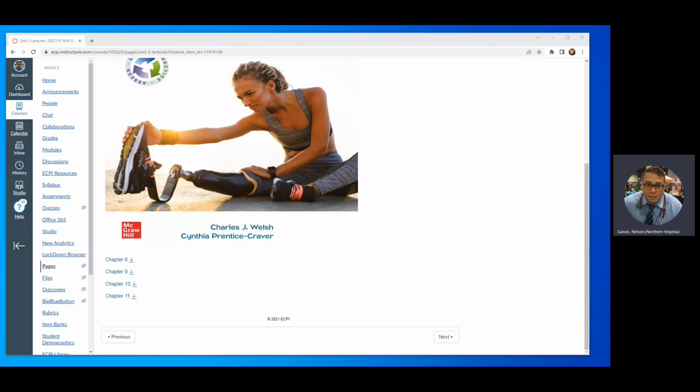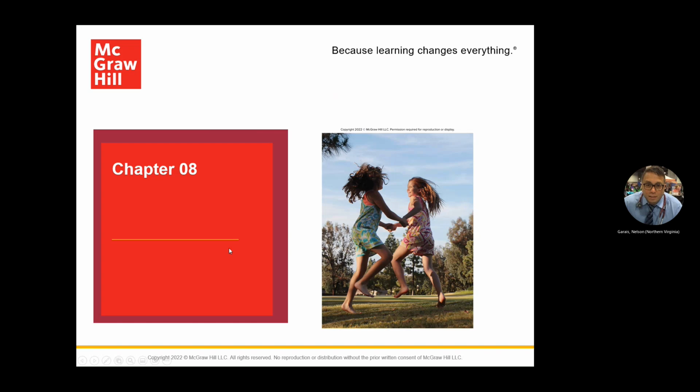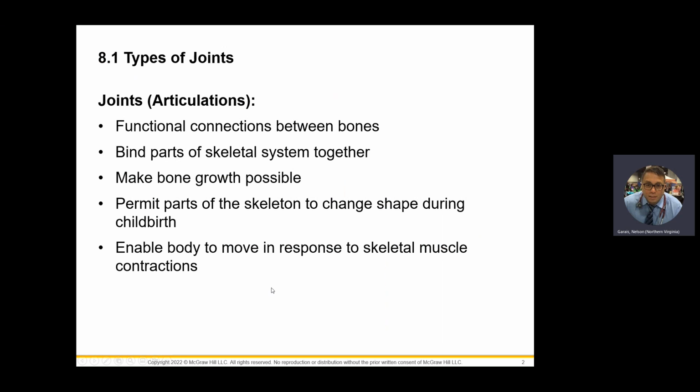This is Dr. Garais. This is BIO111, Anatomy and Physiology, and today we are doing Chapter 8, which is joint spaces. Okay, so joints are articulations. They are the functional connections between bones, and they're part and parcel of your skeletal system.